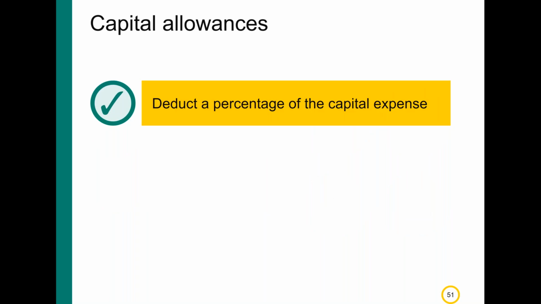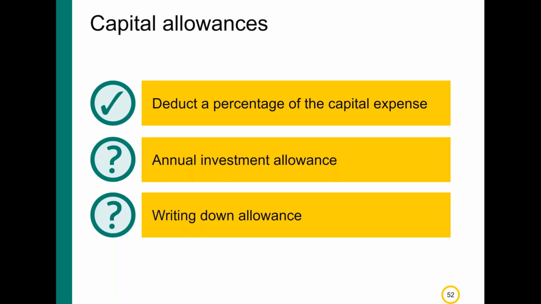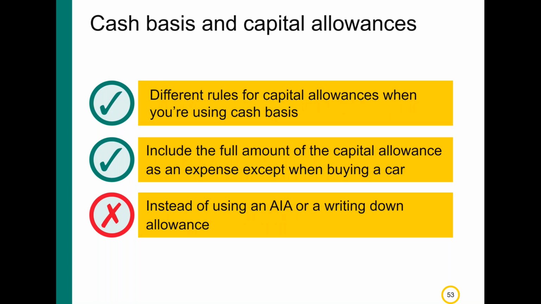Capital allowances allow you to deduct a percentage of the capital expense from your property income to work out your profit or loss. This may be what we call an annual investment allowance, sometimes known as an AIA, or a writing down allowance. If you're using cash basis, the rules for capital allowances are different. There are some exceptions. For example, buying a car, you can include the full amount of the capital allowance as an expense when you work out your profit or loss. This is instead of using an AIA or writing down allowance.